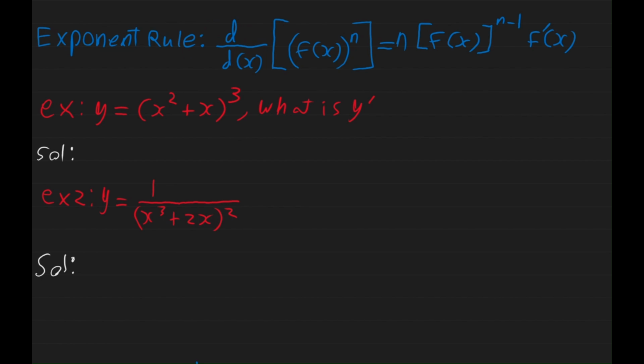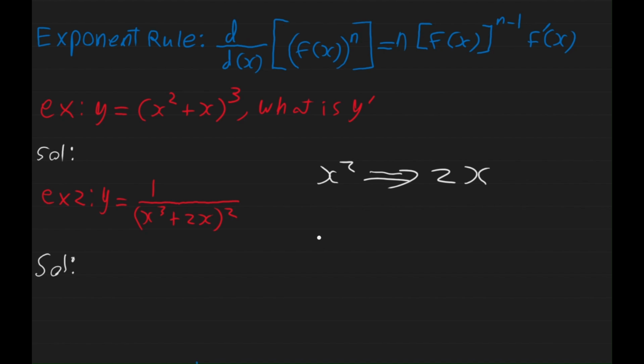Okay, now we are going to talk about the exponent rule. The exponent rule is just anything power n. Any function power n, you multiply the function by n, the power, and subtract 1 from the power. This is just like, if you remember, x power 2, its derivative is 2x, right?